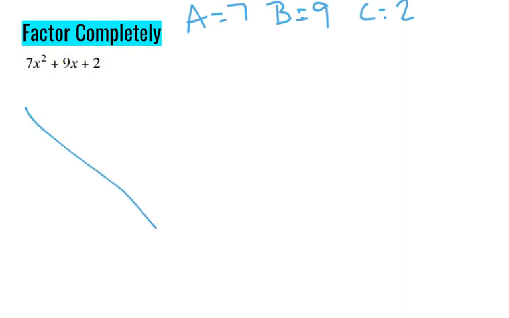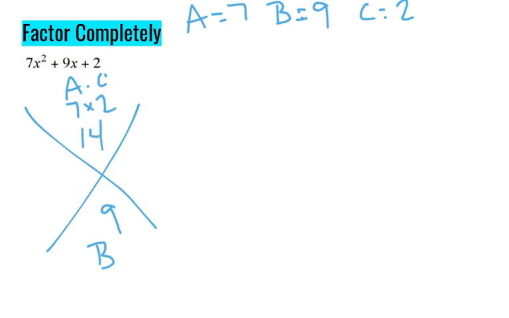So start by making our x. We know that on top we got a times c, and on the bottom is b, right? My a is 7 times my c, which is 2, and b in the bottom is 9. Oops, and what's 7 times 2? What was it? Yeah, 14. Good job, guys.